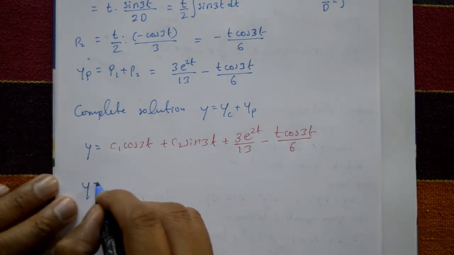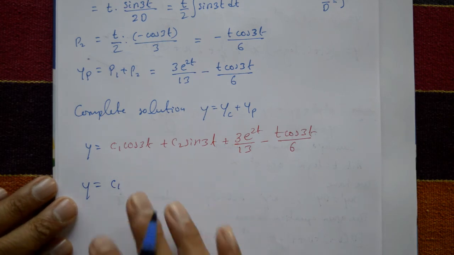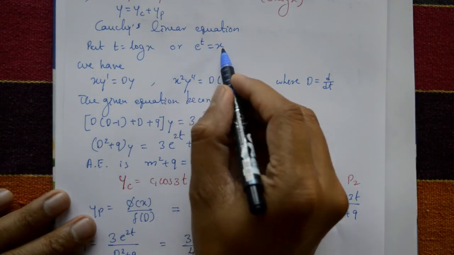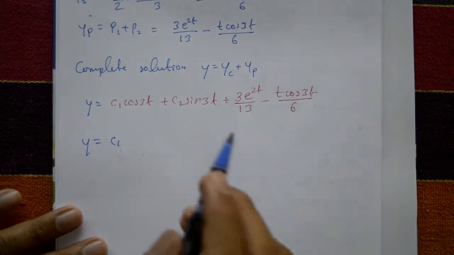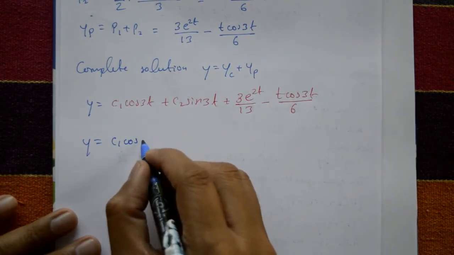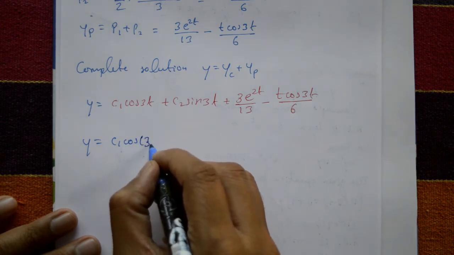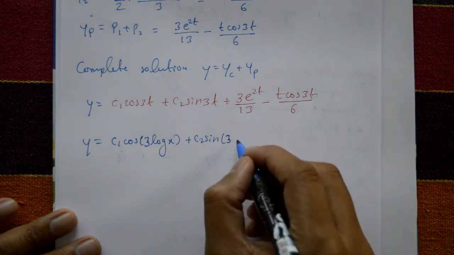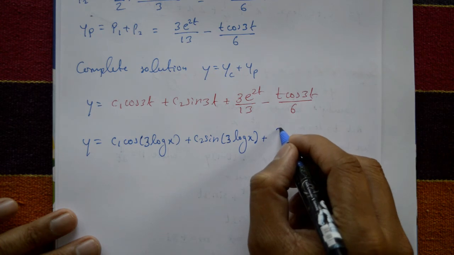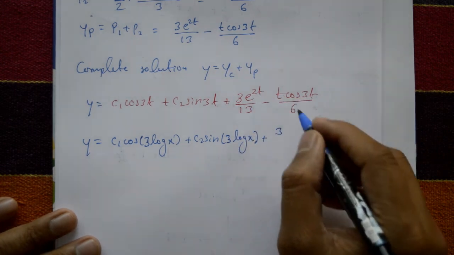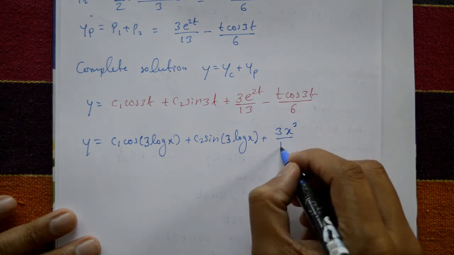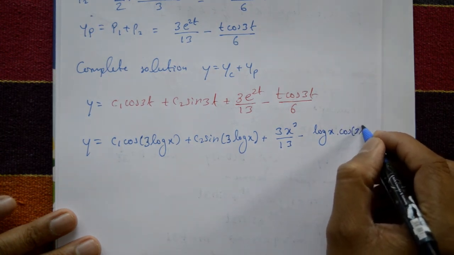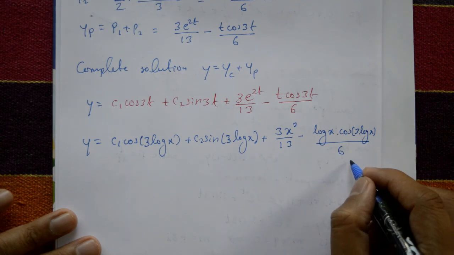Now the final y: t is log x and e raised to t is x. So y equals c1 cos of (3 log x) plus c2 sine of (3 log x) plus 3x squared by 13 minus log x into cos of (3 log x) divided by 6. This is the required solution.